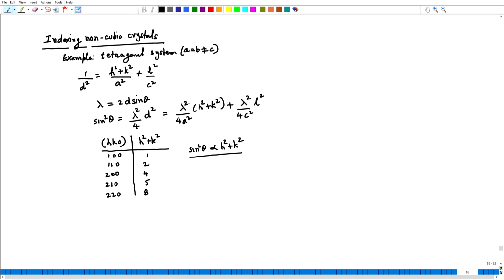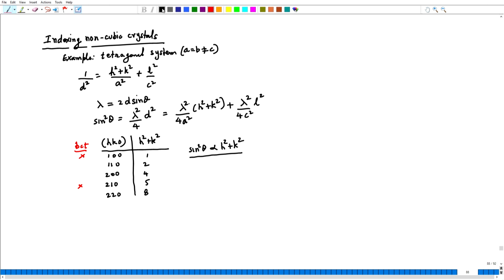And on top of that, if it is a primitive lattice, then all of these planes will produce diffraction. But suppose it is BCT, body centered tetragonal, then clearly some peaks should not be visible, like the 100 peak, because h plus k plus l should be even. 210 would not be there among these peaks, but all other peaks should be possible.